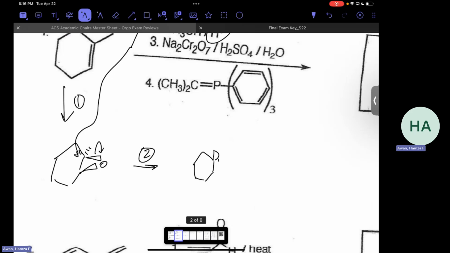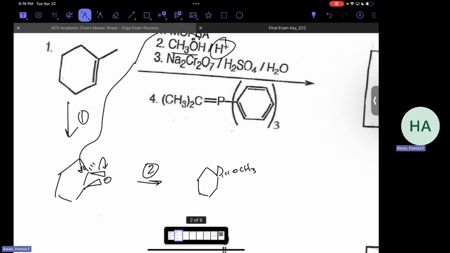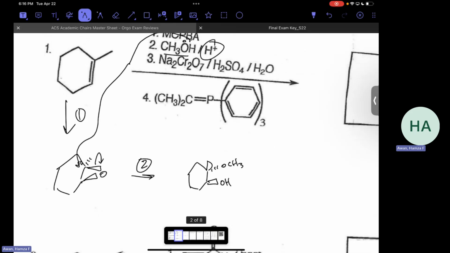So now the methyl is on a wedge and the OCH3, remember we're adding this group right here. So the OCH3 is on a dash, and then the other side, the OH is still on a wedge, right?